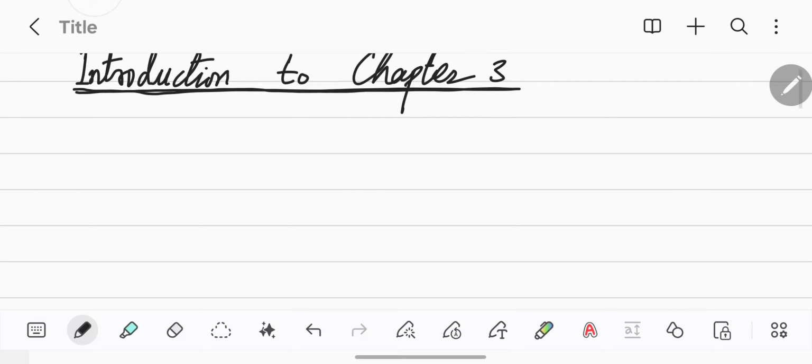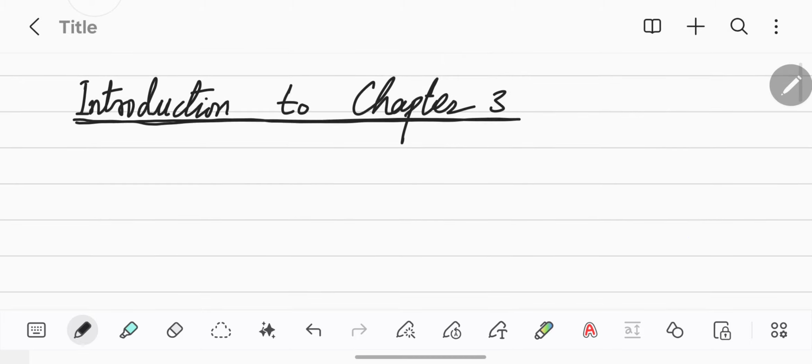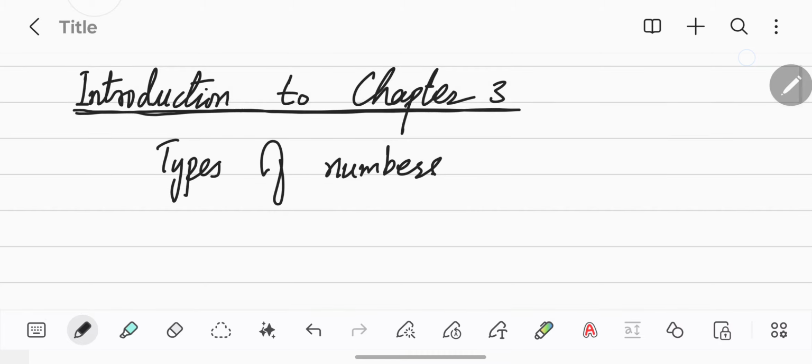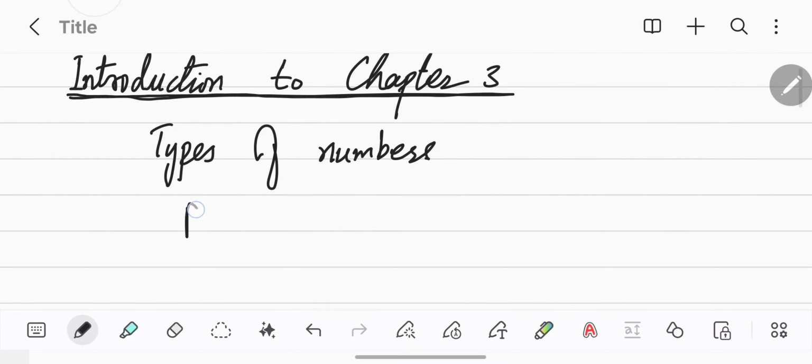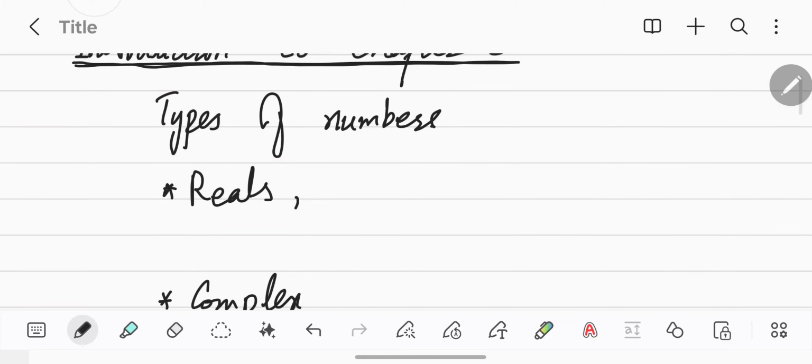So, in this chapter, we will study some basics about complex analysis, and it starts from the complex numbers. Since you know that there are two types of numbers, one are real numbers, which we have studied previously, and the other ones are complex numbers. So real numbers are the ones which we have studied previously.